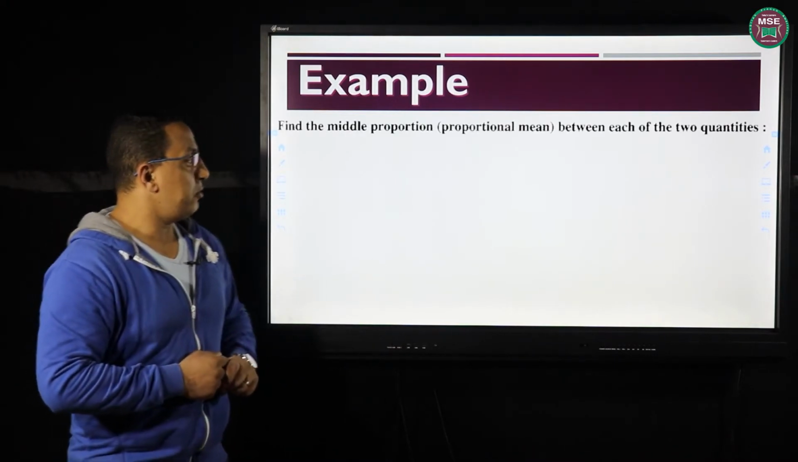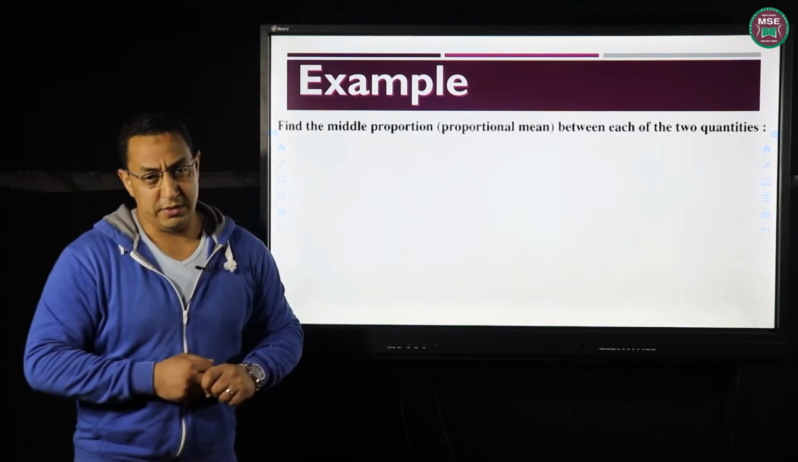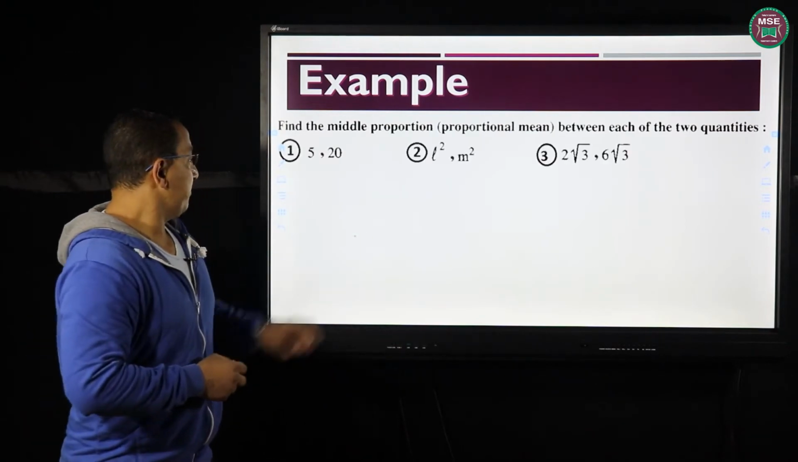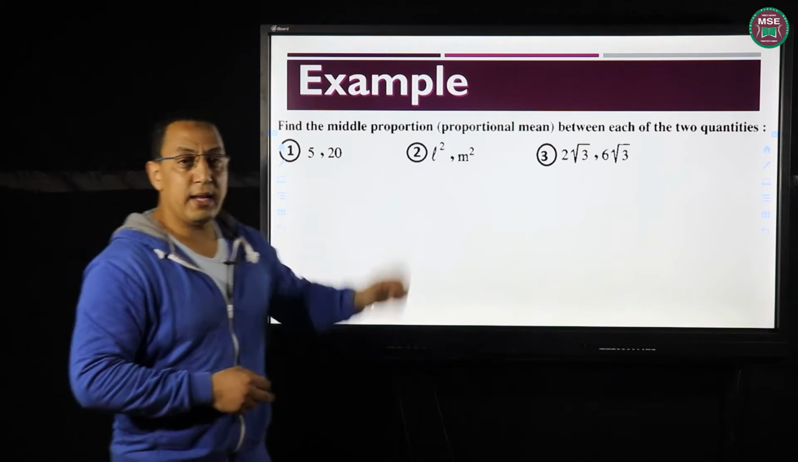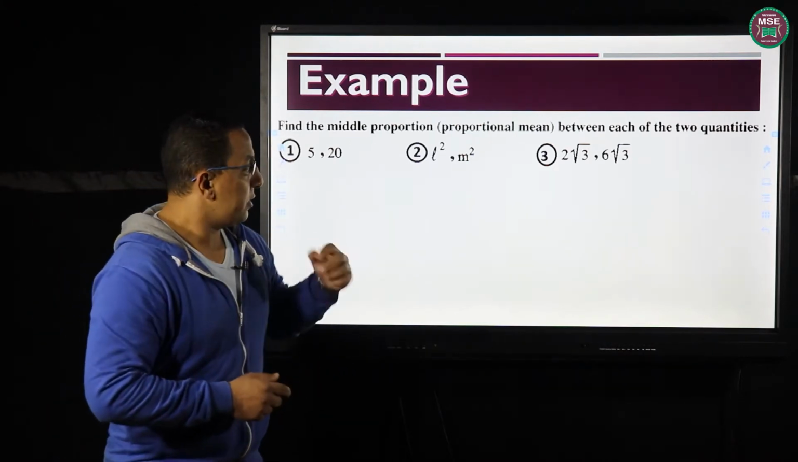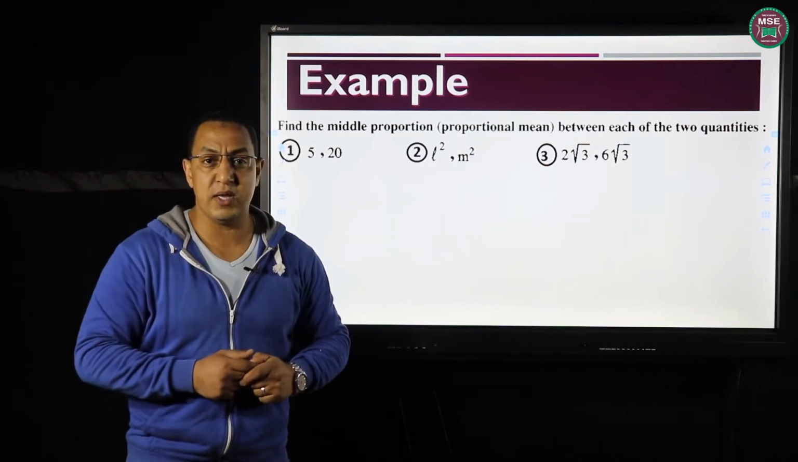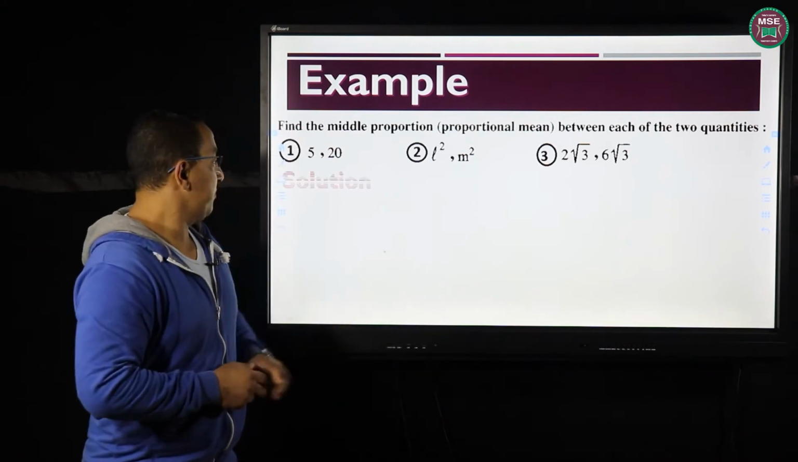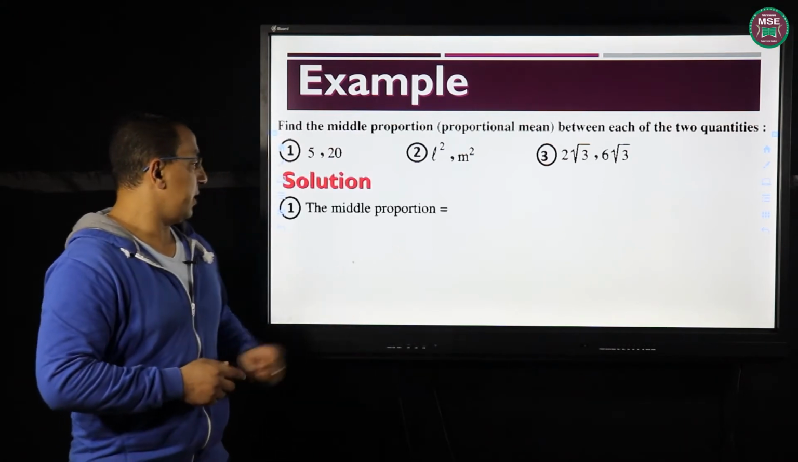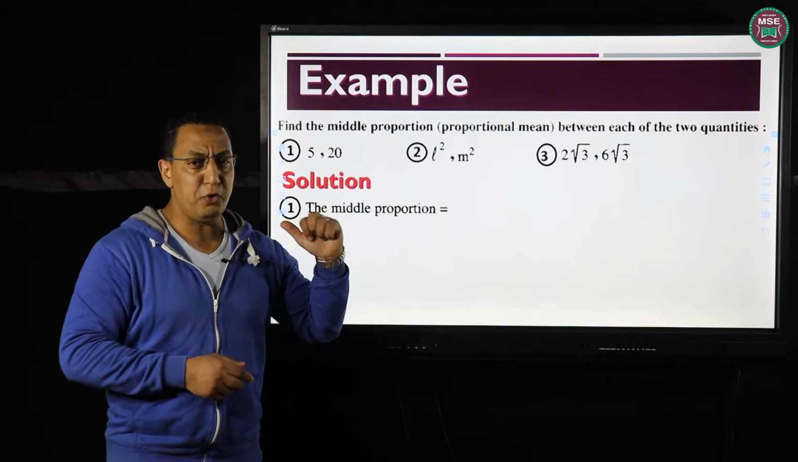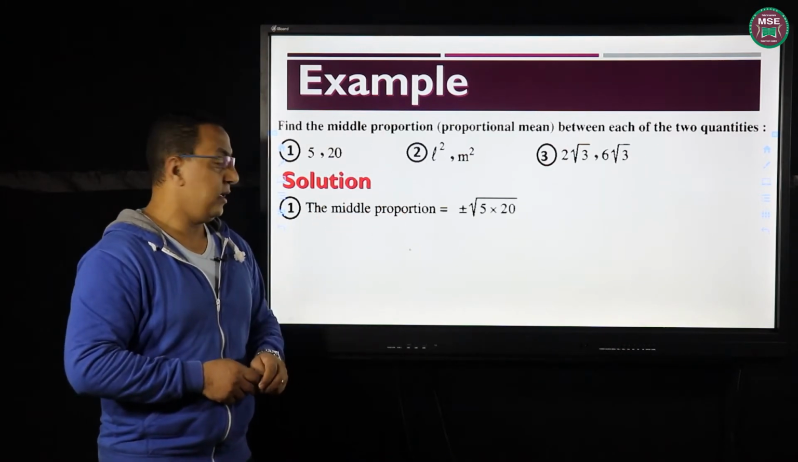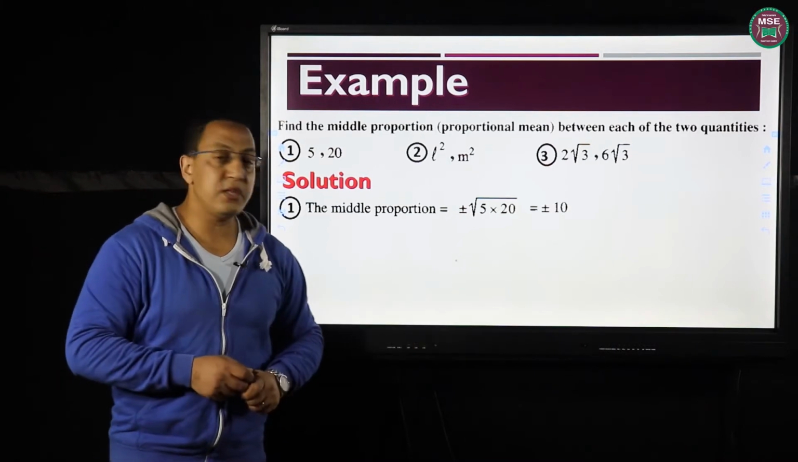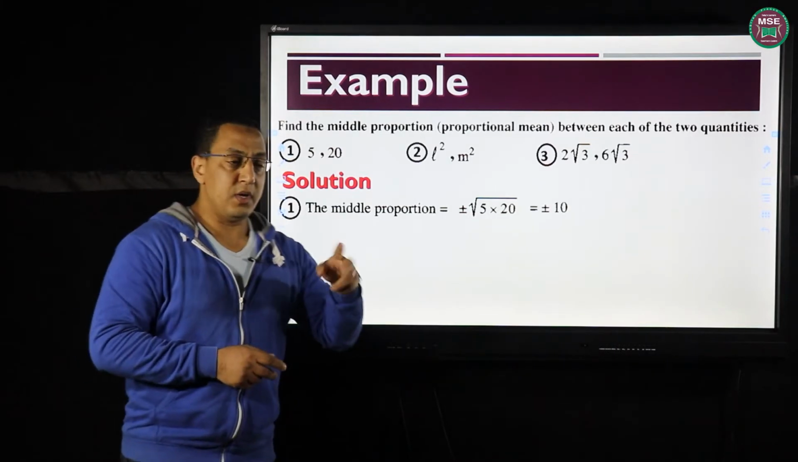Find the middle proportion or the mean proportion. Number 1: 5 and 20. Number 2: L to the power of 2 and M to the power of 2. Number 3: 2 root 3 and 6 root 3. The solution, number 1: the middle proportion, as we said before, equals negative or positive square root of 5 times 20, which equals negative or positive 10.